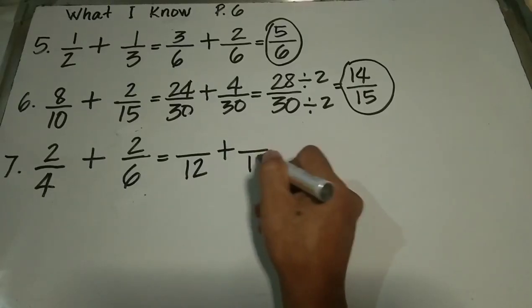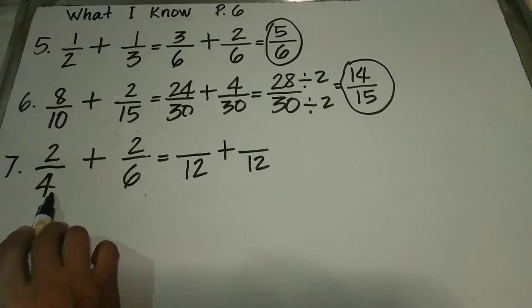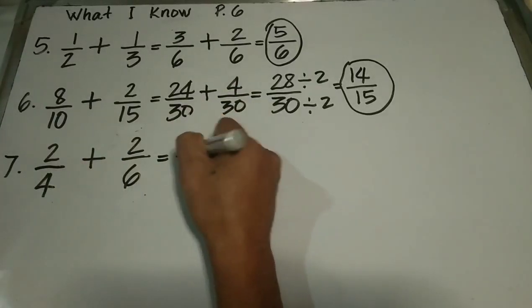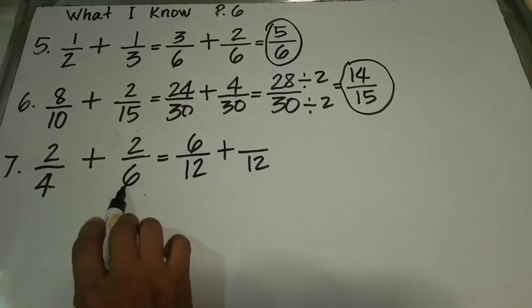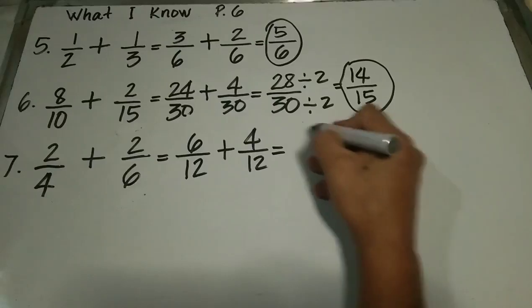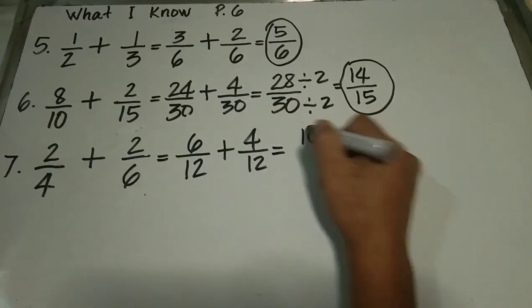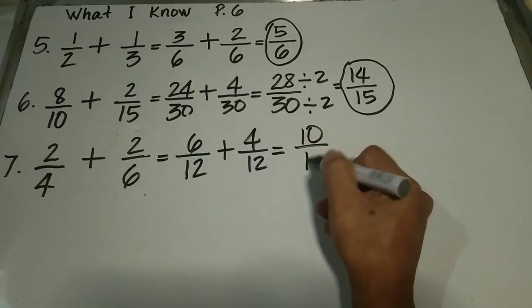So let's go to the next operation. 12 divided by 4, we have 3 times 2, we have 6. 12 divided by 6, we have 2 times 2, 4. So let's add 4 plus 6, we have 10 over 12.